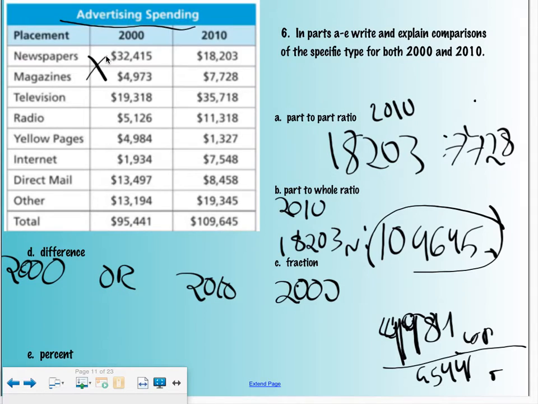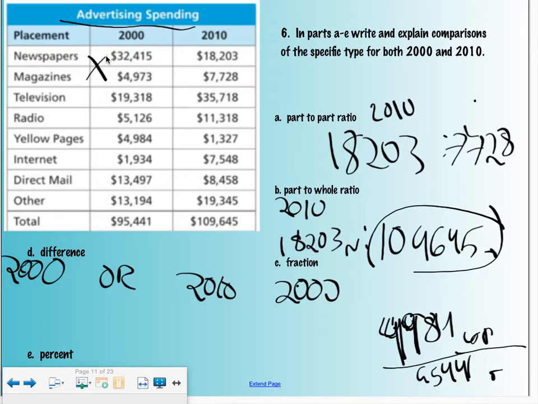You could do television minus magazines in either year. If you're doing 2000, you would use 19,318 and 4,973. But if you're using 2010, 35,718 and 7,728. So stick to what they're asking you. If they want a statement about 2000, stick to 2000. If they want a statement about 2010, stick to 2010. If they ask you to compare across years, then that's what you would do, Sammy.